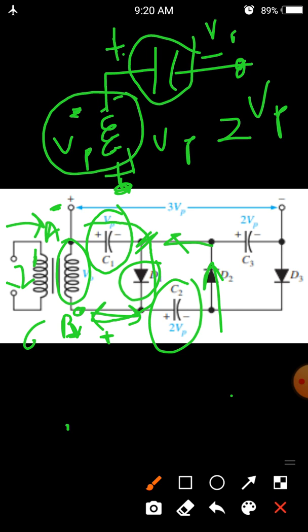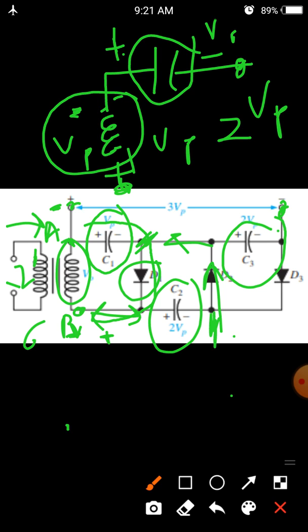In this manner, if we have another closed circuit with another diode and capacitor, then in the next cycle this capacitor C3 will be charged up to the level 3Vp. Each capacitor is charged by only Vp, but the potential between this point and this junction is 3Vp, between this point and this junction is 2Vp, and here we have Vp.